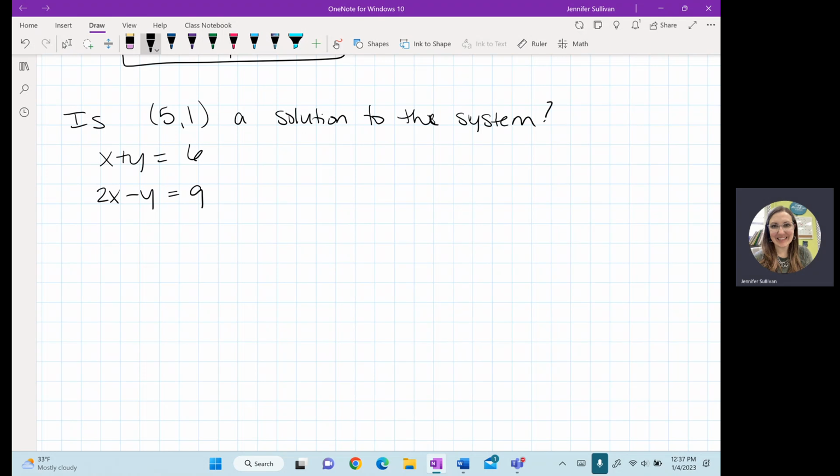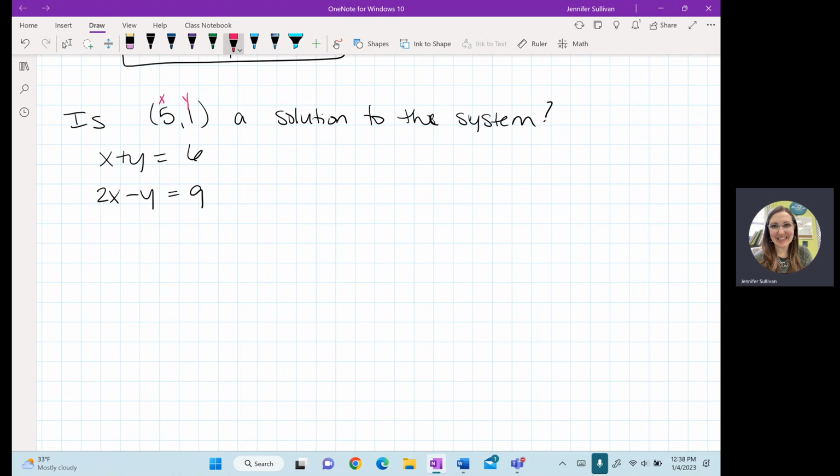If I'm asking you, is a point a solution to the system? I do not want you to graph these 2 lines. Okay, that is where most people make a mistake. They'll say, oh, okay, well, let's just graph these and see if they cross at 5, 1. But if I'm checking to see if a point is a solution, just like we talked about yesterday, all we have to do is take the x and plug it in for the x. Take the y number and plug it in for the y and see, do I get a true statement?